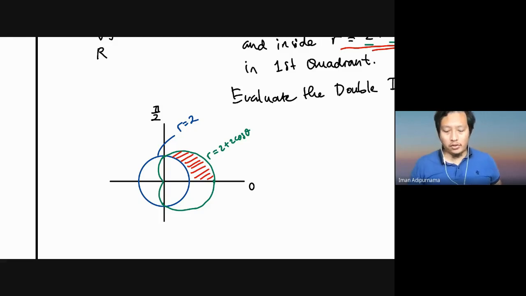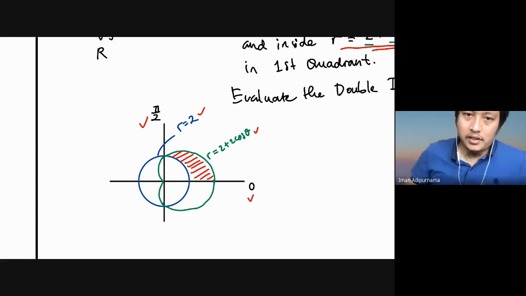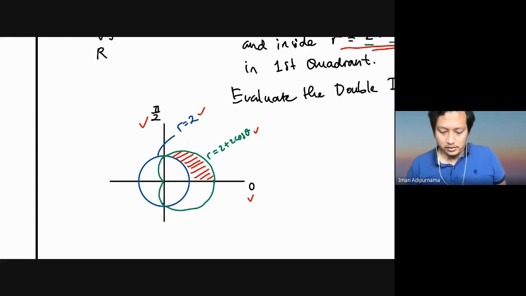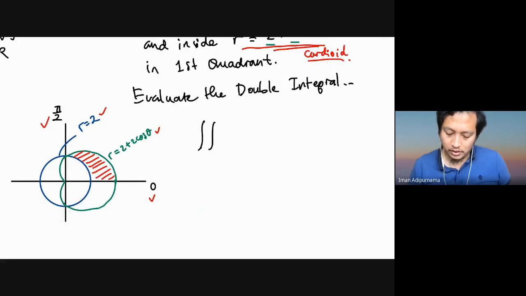Now we already have all the information we need, right? So we have theta from 0 to pi over 2, and r from 2 to 2 plus 2 cos theta. Okay, so we can use all this information as our R. So we can write down the double integral with 2 plus 2 cos theta, and this is sine theta r dr d theta.